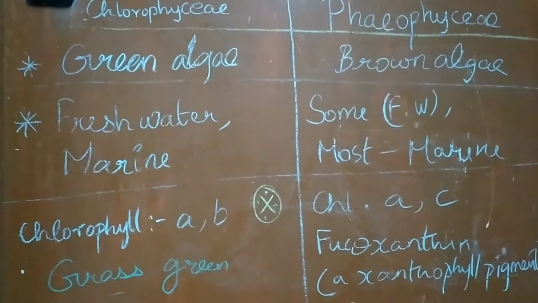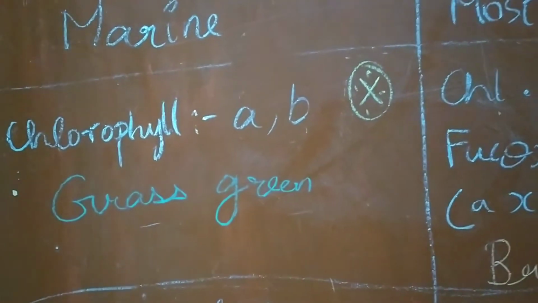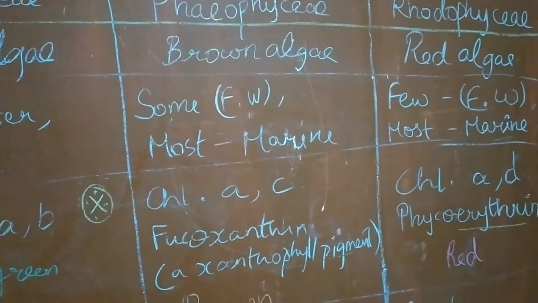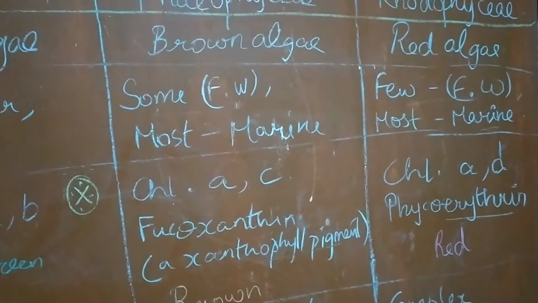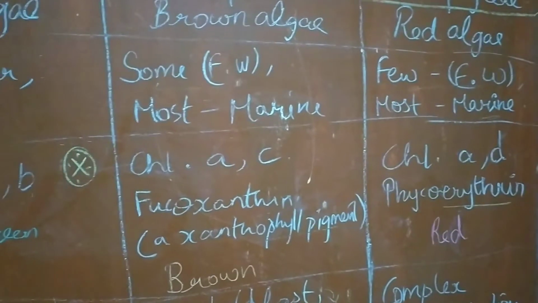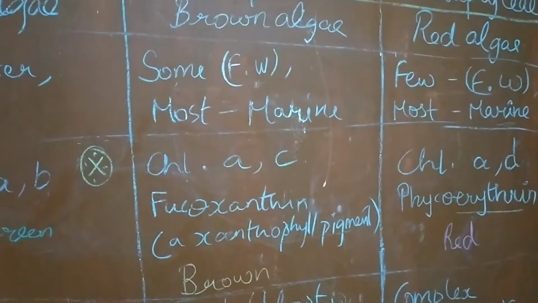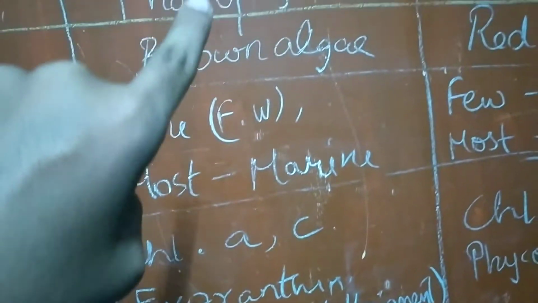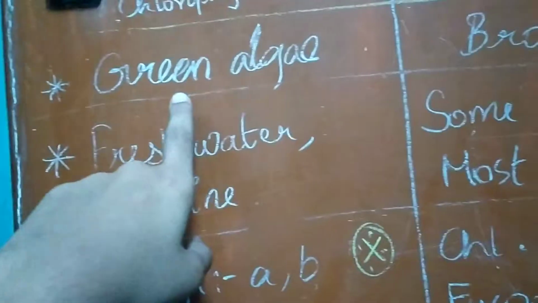Chlorophyceae has chlorophyll A and B and thus gets its grass green color, and Phaeophyceae has chlorophyll A and C along with fucoxanthin, which is nothing but a xanthophyll pigment. This xanthophyll pigment gives the brown color to the Phaeophyceae. That's why they are called the brown algae. And similarly, because they are grass green, that's why they are called green algae.